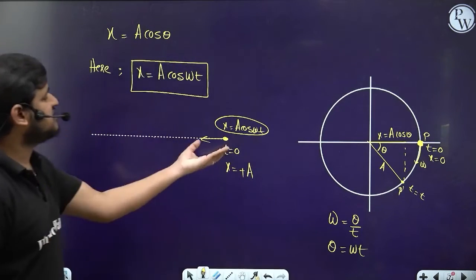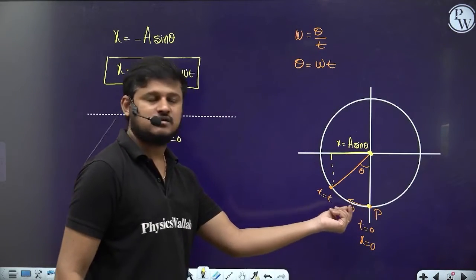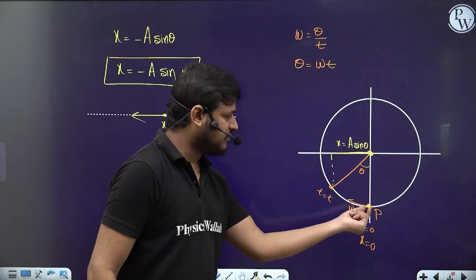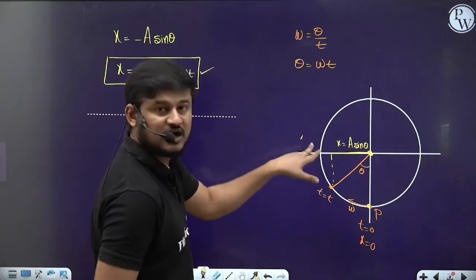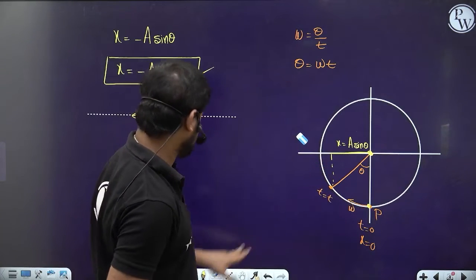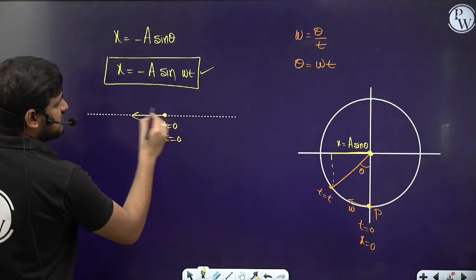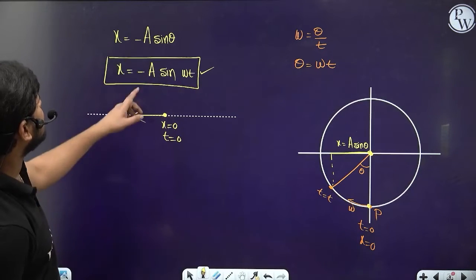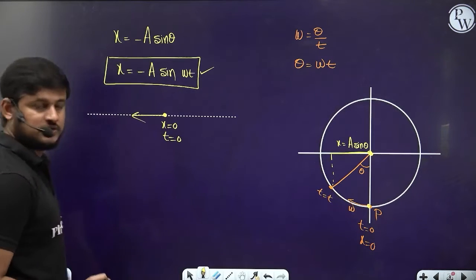So this equation is x equals a cos omega t. If the particle is starting its uniform circular motion from this point, we get the S.H.M equation, the projection of this on the horizontal diameter, and we get an equation like this. We can compare it with the particle which is moving from the mean position towards the left extreme position, so minus a sin omega t, right?